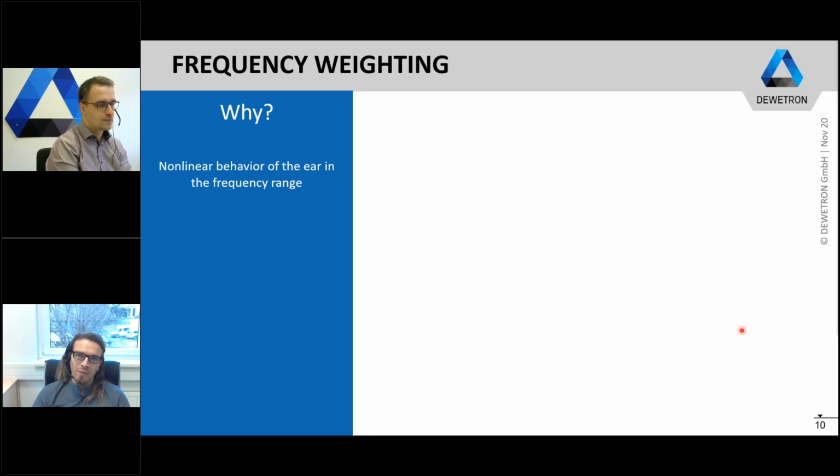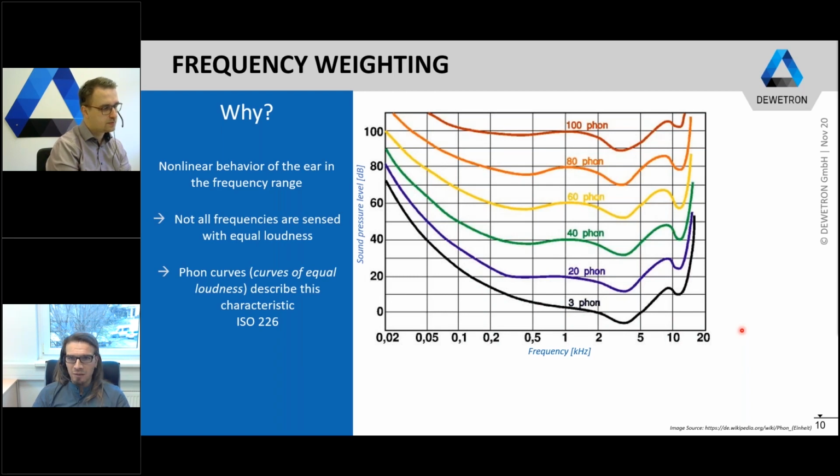This means that not all frequencies are sensed with equal loudness by the human ear. And to describe this nonlinear characteristic of the human ear, the so-called phon curves, which represent curves of equal loudness, have been introduced. And these phon curves are also included in the ISO 226 standard. You see these phon curves here on this figure.